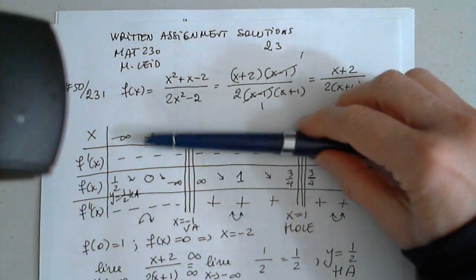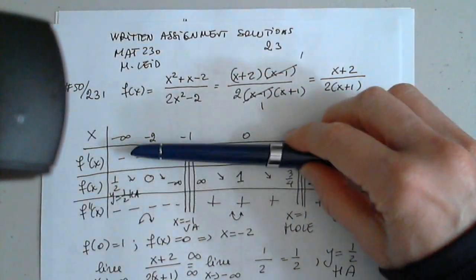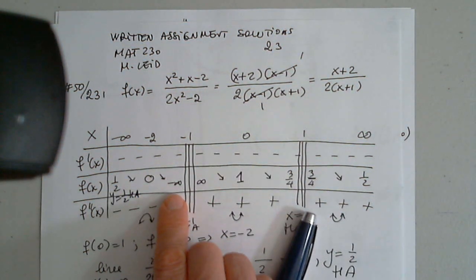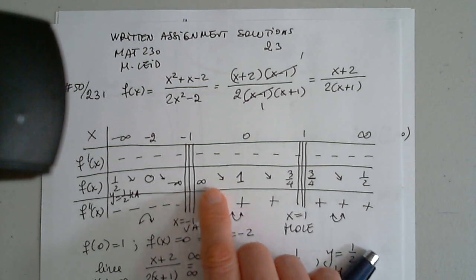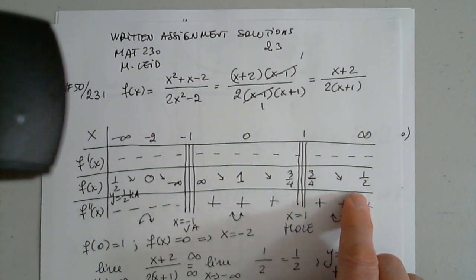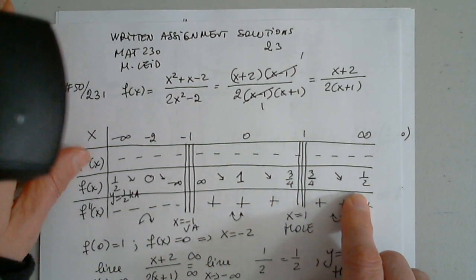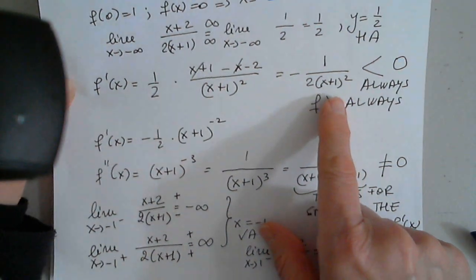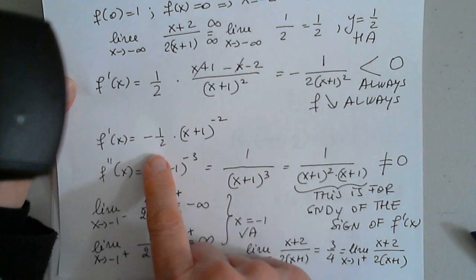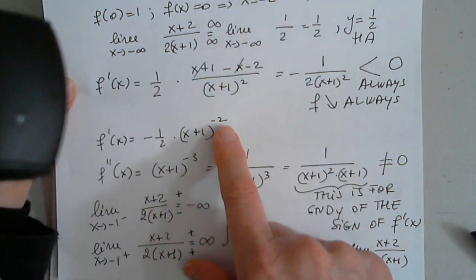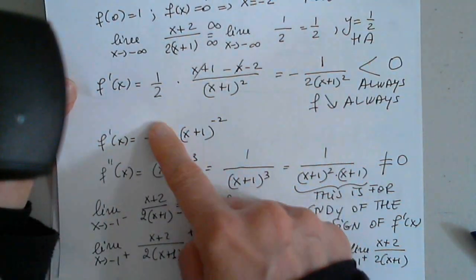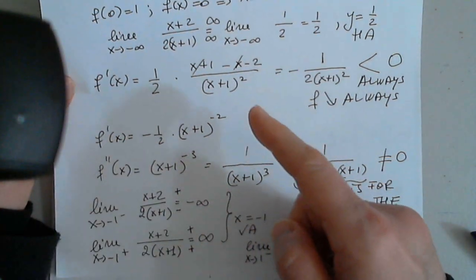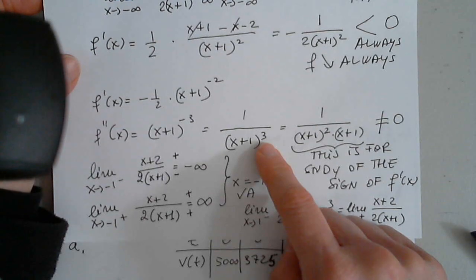And now I make sure that these two rows go well together. Always decreasing, yes, from 1/2 to 0 to -infinity, yes. From infinity to 1 to 3/4 to 1/2, yes. At this point, I'm ready for the second derivative. But you know, again, to simplify this, I have -1/2 times x plus 1 to the -2. I bring down -2, which will eliminate this. x plus 1 to the -3, 1 over x plus 1 to the third power.